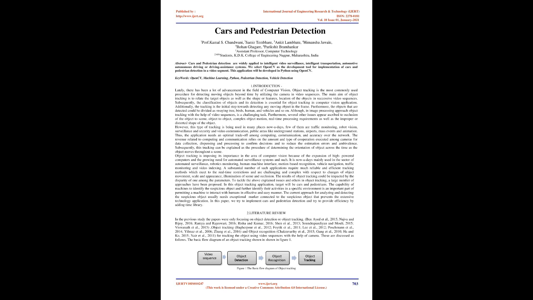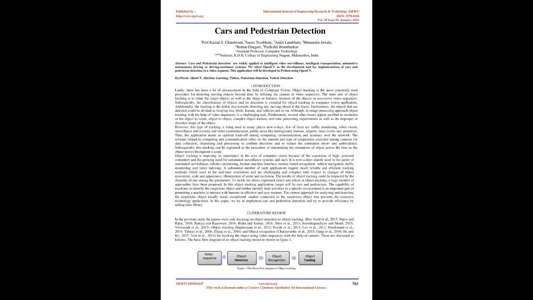However, this tracking has a large number of benefits. A few of them are traffic monitoring, robot vision, surveillance and security, and video communication, public areas like underground stations, airports, mass events, and animation. Thus, the particular application needs an optimal trade-off among computing, communication, and accuracy over the network. The cost related to computing and communication relies on the amount and type of cooperation executed among cameras for data collection, dispensing and processing to confirm decisions and to reduce the estimation errors and ambiguity.